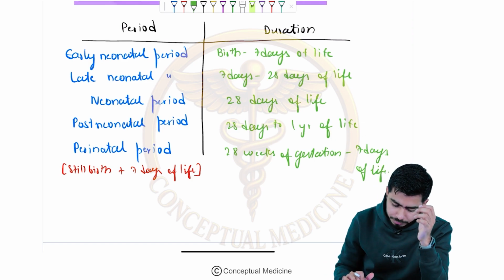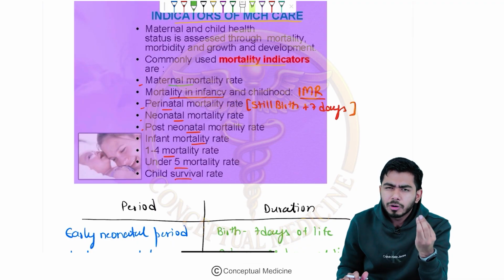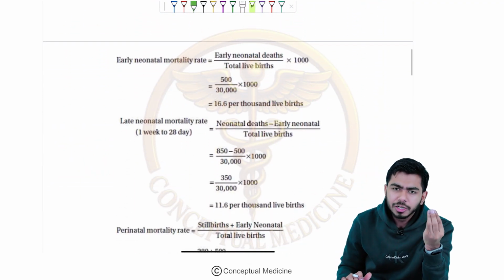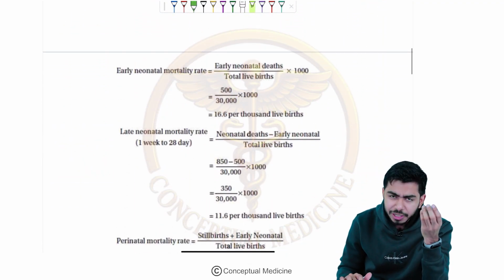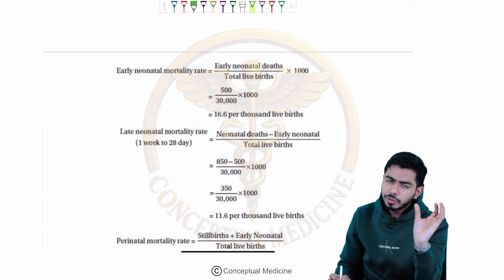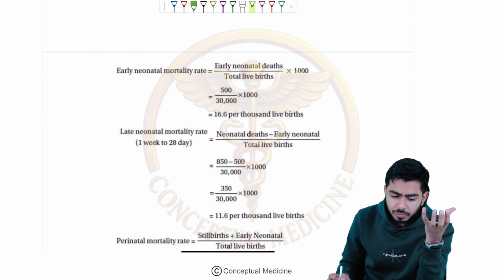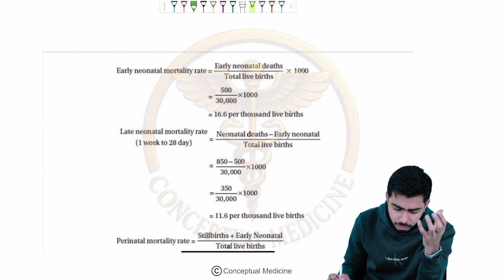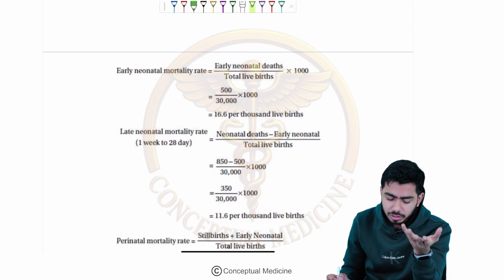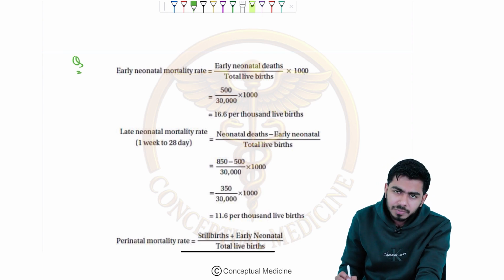Okay, guys. Now, as we have talked about several kinds of indicators, we should know the important formulas of these indicators. For example, what is the early neonatal mortality rate? We now know what the early neonatal period, late neonatal period and perinatal period are. So now we should know about the mortality rates, because sometimes these formulas come in your exams. That's why I'm taking them up. They're very, very important. MCQs are repeatedly asking from this topic.